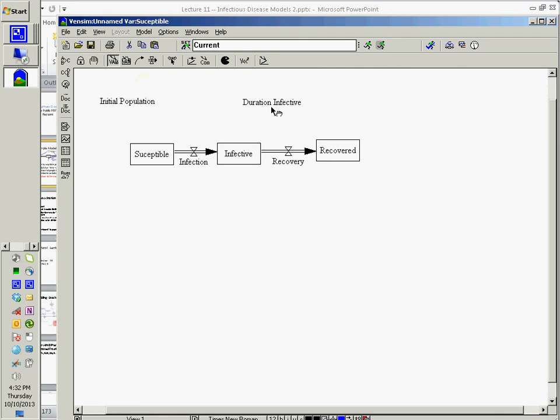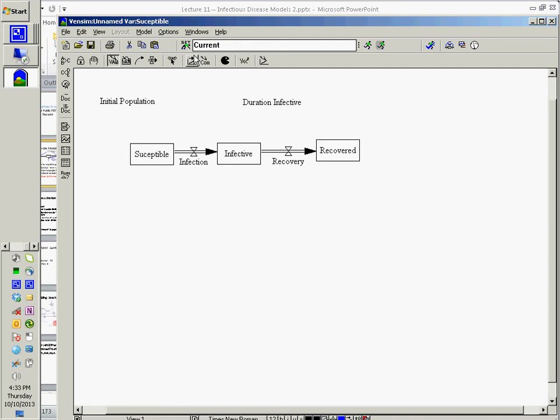Right now there's a variable called duration infective, but I could change it to any value I want. I could have called it your monkey's uncle, or your uncle's monkey, and it's not going to do anything right now. Right now, it's just sitting there, isolated. If I want this to be the mean time people remain infective, what do I need to do to make that happen?